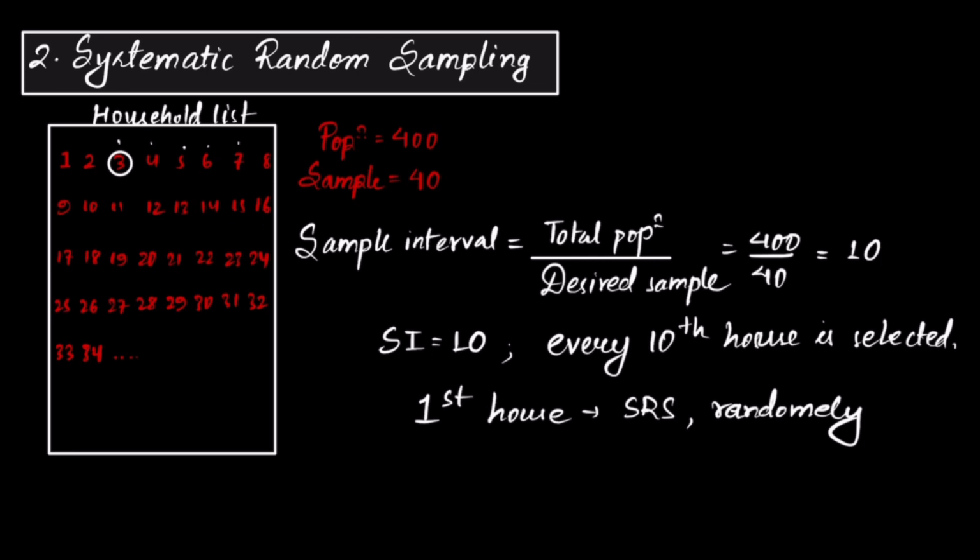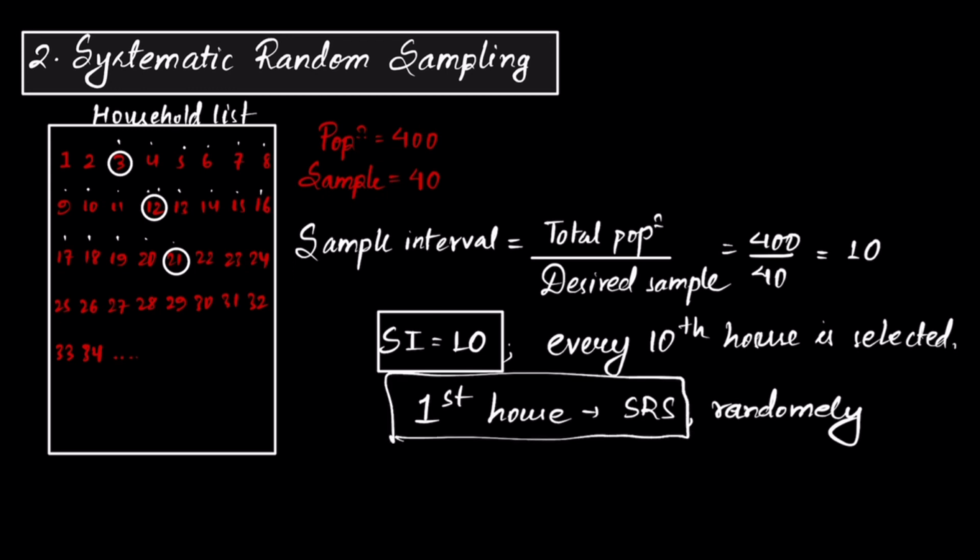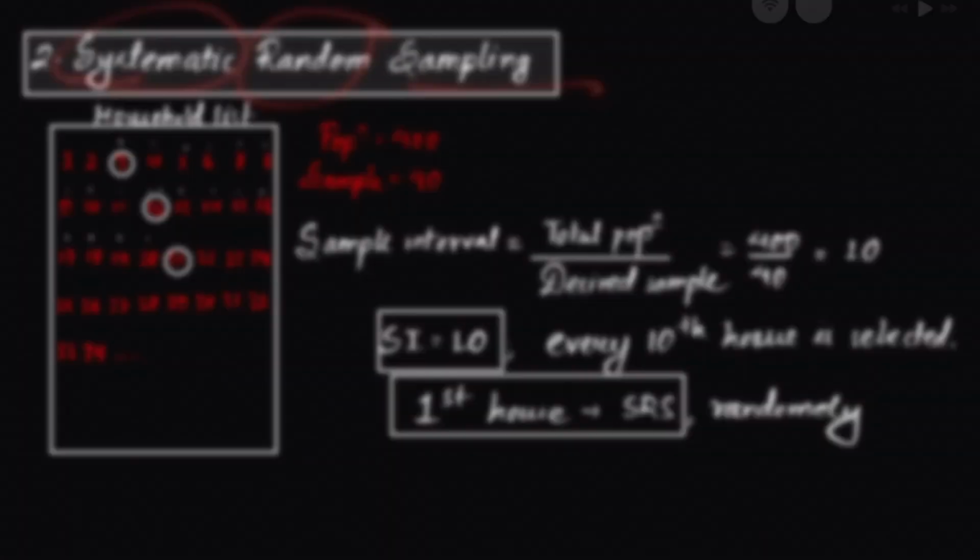First, second, third, fourth, fifth, sixth, seventh, eighth, ninth, 10th. So now 12 is selected. Again, first, second, third, fourth, fifth, sixth, seventh, eighth, ninth, 10th. 21 is selected and so on. So a system has been used, that is the sample interval has been used, and randomness has been used by selecting the first house applying simple random sampling. That's why we call it systematic random sampling.